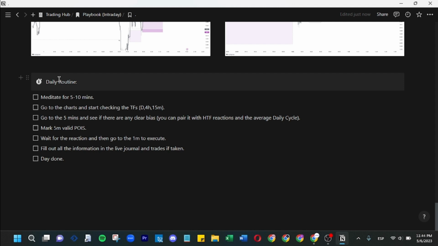You compare it with high time frame reactions and the average daily cycle, or whatever else you want to pair with the bias, right? Then I mark the 5 minute valid POIs, right? Then I wait for a reaction, and then I go to the 1 minute to execute. And then fill the information in the live journal and trade staking, and pretty much that's the day done, right? So that's overall my trading plan.